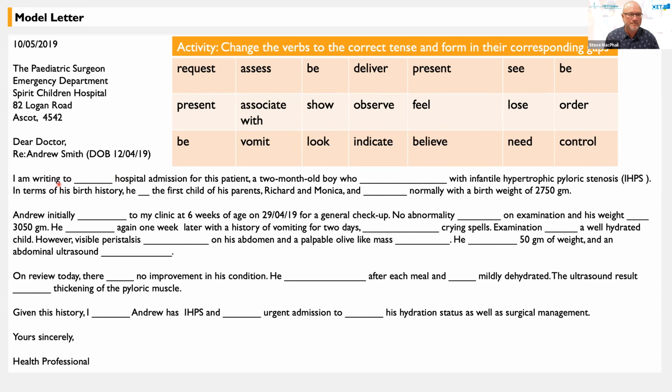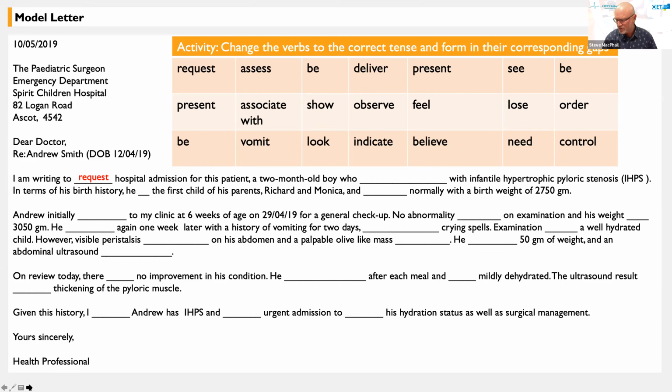So first one, I am writing to what? What are you writing to do here, everyone? Once you know the answer, just tell me. It's going to come from this word, I'm writing to. Well done, Jane, first off the mark. I'm writing to request hospital admission for this patient. Now notice how I didn't say I'm writing to refer. This is helping me get my focus, everyone. Straight to the point. I'm writing to request hospital admission. So that's a way of being a little bit more direct.